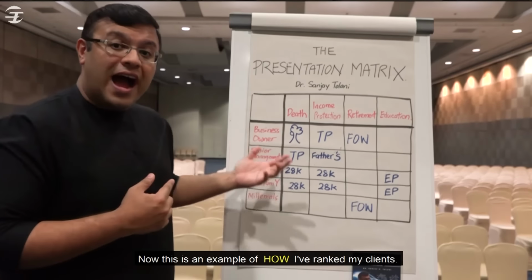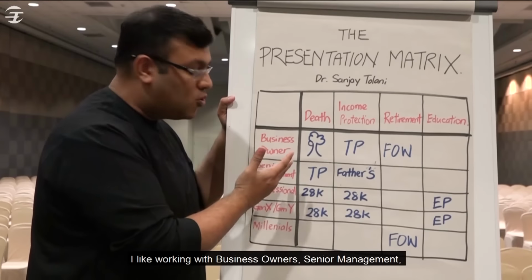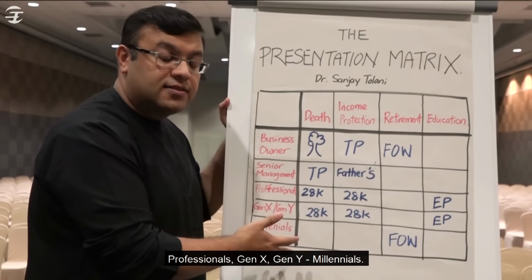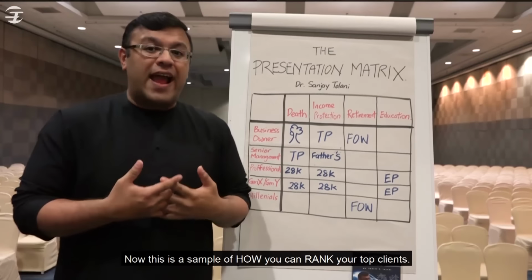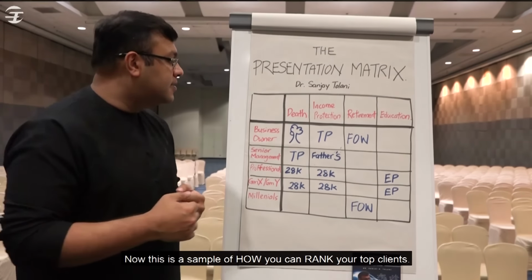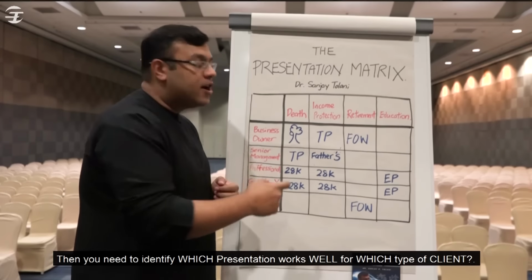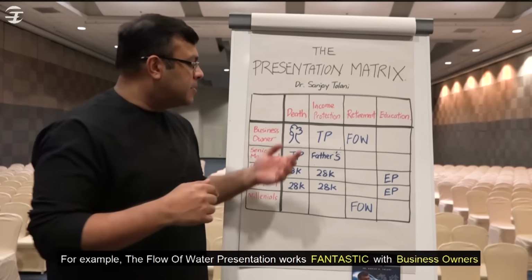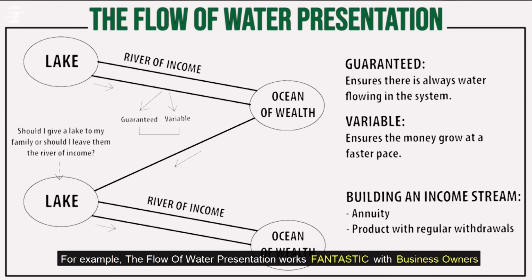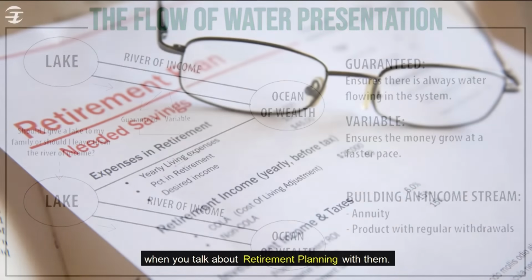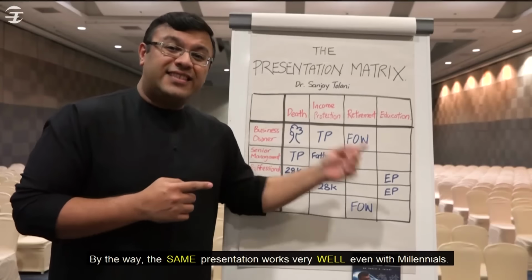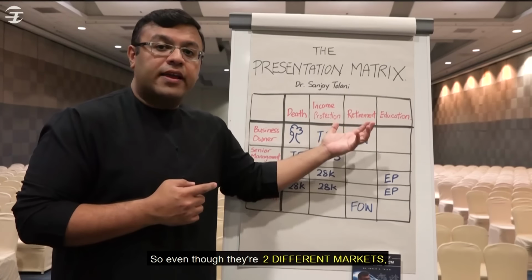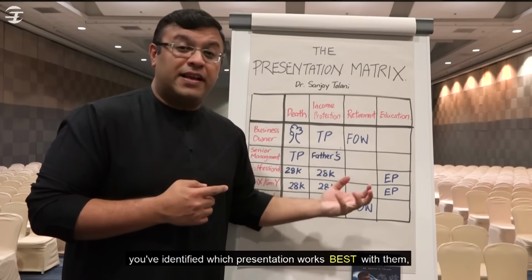Now, this is an example of how I've ranked my clients. I like working with business owners, senior management, professionals, Gen X, Gen Y, millennials. Now, this is a sample of how you can rank your top clients. Then you need to identify which presentation works well for which type of client. For example, the flow of water presentation works fantastic with business owners when you talk about retirement planning with them. By the way, the same presentation works very well even with millennials. So even though there are 2 different markets, you've identified which presentation works best with them.